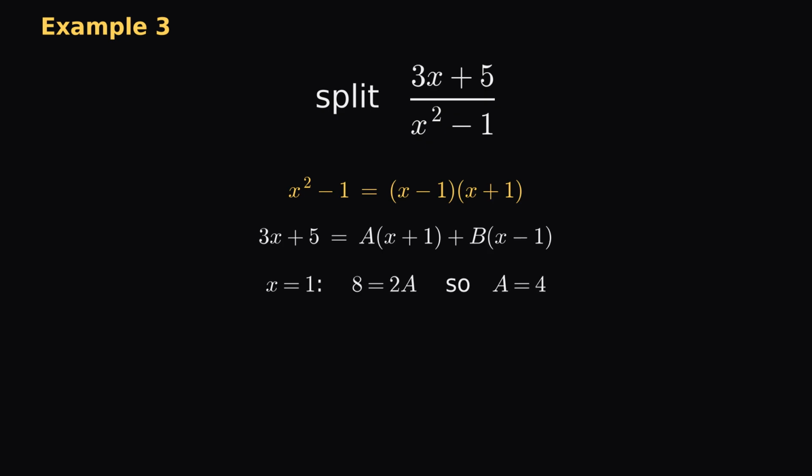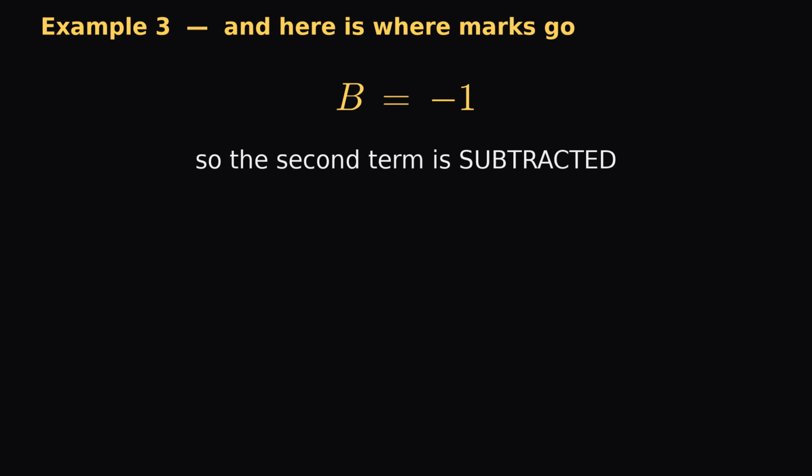Put x equal to 1. 3 plus 5 is 8, and that equals 2a, so a is 4. Put x equal to minus 1. Minus 3 plus 5 is 2, and that equals minus 2b, so b is minus 1. And here is where marks go.